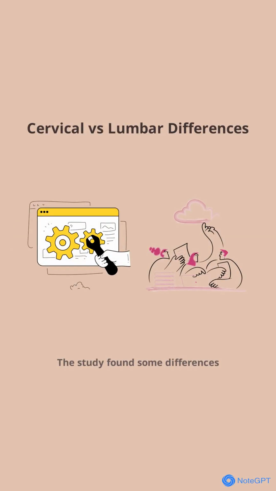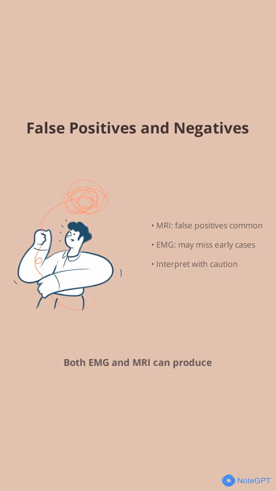The study found some differences between cervical and lumbar radiculopathy. Cervical cases were more likely to be right-sided, while lumbar cases had a higher rate of bilateral involvement. The most commonly affected roots also differed, C7 and C6 in the cervical region, and L5 and L4 in the lumbar region. These patterns reflect the unique anatomy and biomechanics of each spinal segment and influence both diagnosis and treatment strategies.